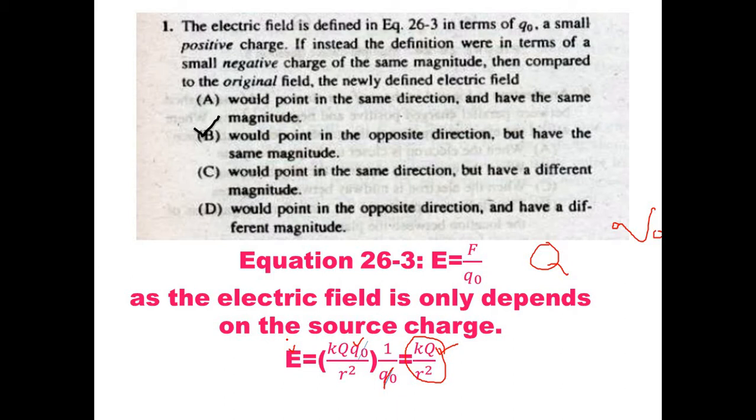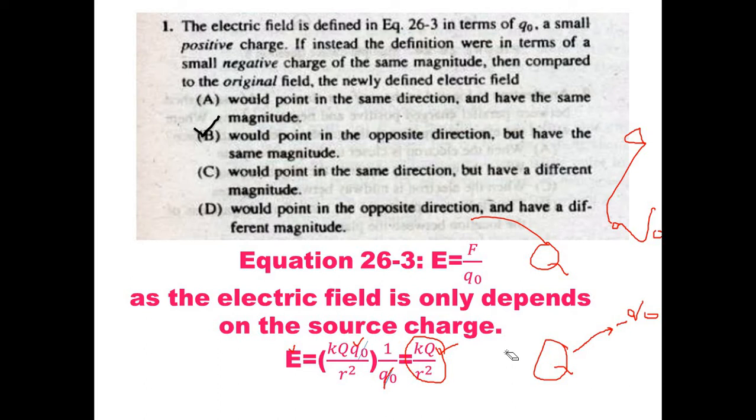But due to the charge sign, if it is positive Q naught, there will be a force of repulsion between these two charges, and so the electric field points one way. But if it is minus Q naught, then there will be a force of attraction between these two charges, like this. So option B is the correct option, in which the field has the opposite direction but the magnitude remains the same.